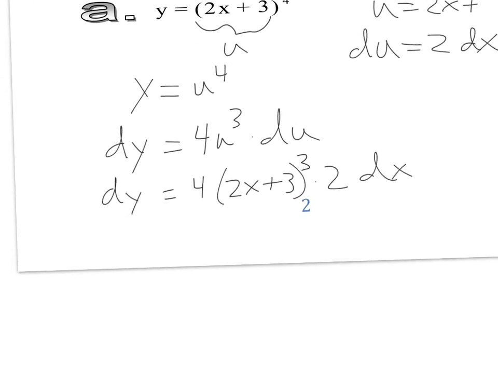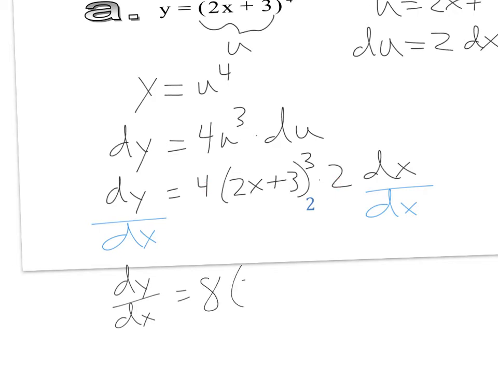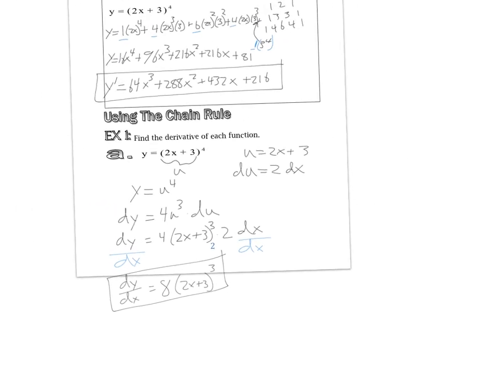Okay, well, we could simplify and divide both sides by dx. And we end up with dy over dx equals, I'm just going to go ahead and do 4 times 2 to get 8, which is 8 times 2x plus 3 cubed. Okay. And if you wanted to, you could expand this thing out, and you'd get the exact same thing as up here.